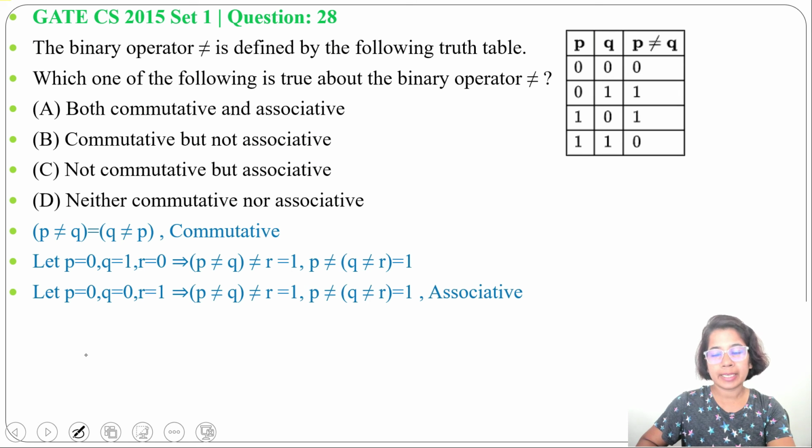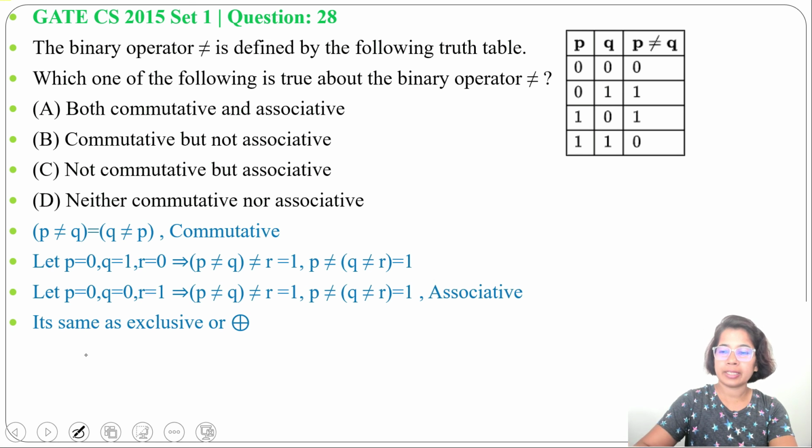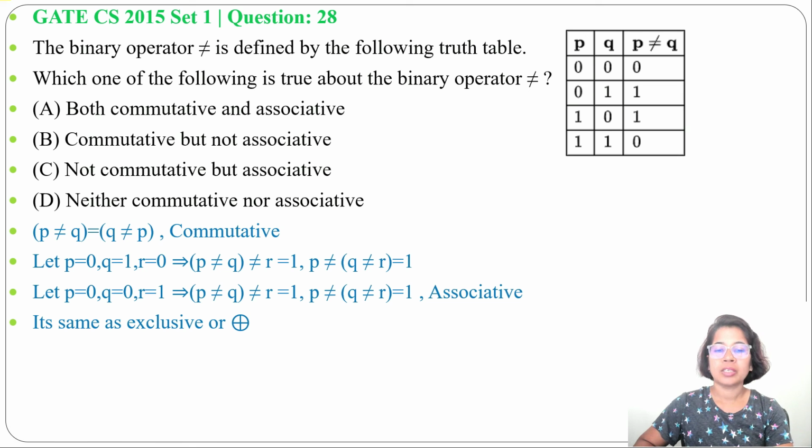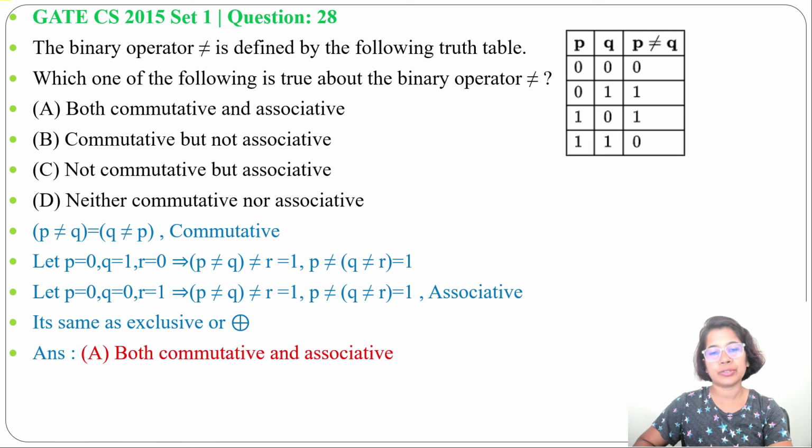It's the same as XOR. XOR is both commutative and associative. That's why this not equals to is also both commutative and associative. So here the answer will be option A, both commutative and associative.